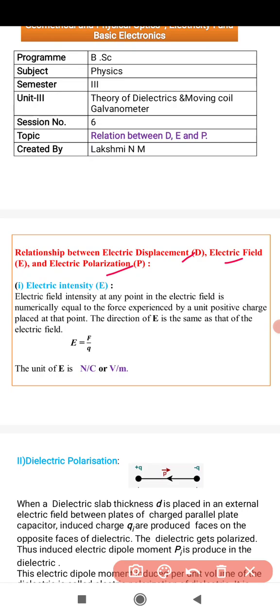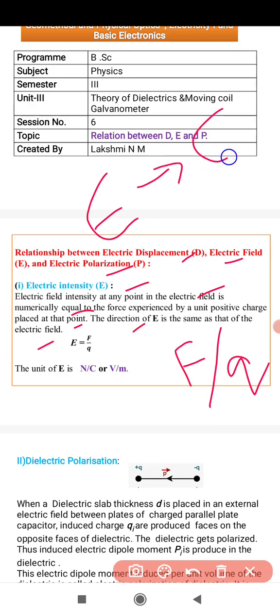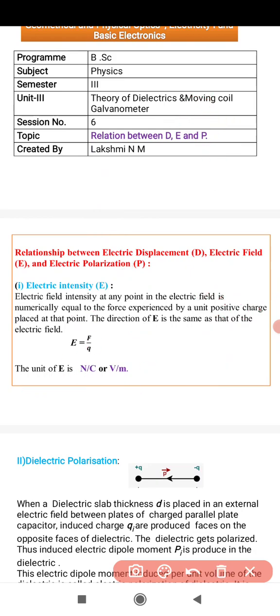Now we studied electric intensity. Electric intensity at any point of an electric field is numerically equal to the force experienced by a unit positive charge placed at that point. The direction of E is the same as that of the electric field. The unit of force is Newton and the unit of charge is Coulomb. Therefore, the unit of electric field intensity is Newton per Coulomb or volt per meter.